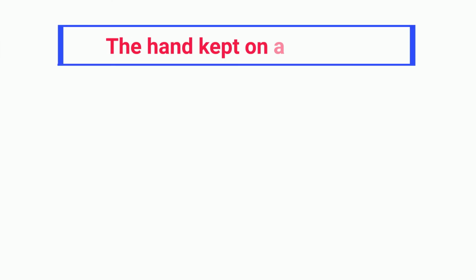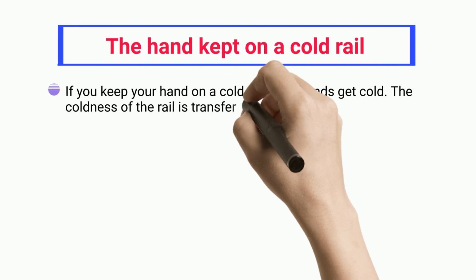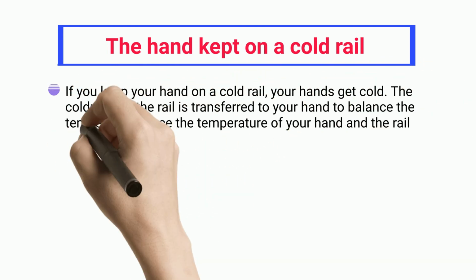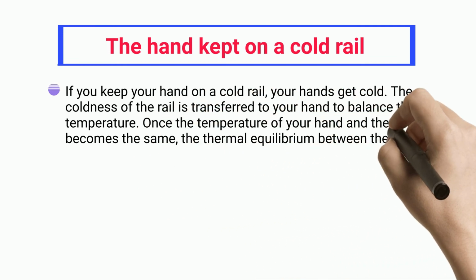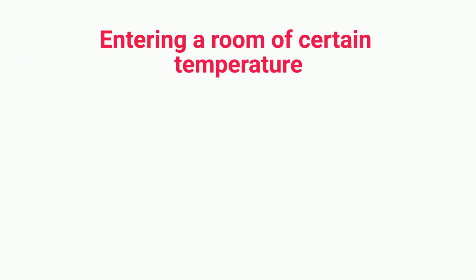The hand kept on a cold rail. If you keep your hand on a cold rail, your hand gets cold. The coldness of the rail is transferred to your hand to balance the temperature. Once the temperature of your hand and the rail becomes the same, thermal equilibrium between the rail and hand is achieved.